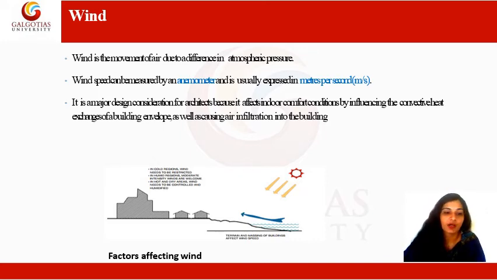You can see the factors affecting the wind. We have to place our building in the prevailing wind direction. What are the prevailing winds? Prevailing winds are the winds which blow almost half of the year, more than 6 months of the year, because wind changes its direction from season to season. But we take into consideration the prevailing winds of the year.